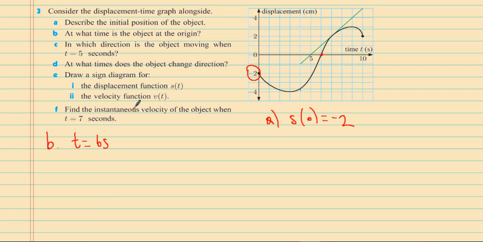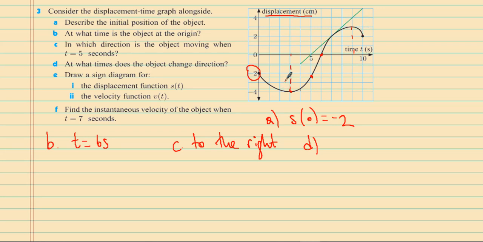In which direction is the object moving when t is 5 seconds? As you can see, it's on the negative side and it's moving towards the positive. The displacement is increasing, which means you are moving to the right. And at what time does the object change direction? From the graph, you are going down, then you change direction at this point, I guess 3 seconds, and also here, when the curve changes.